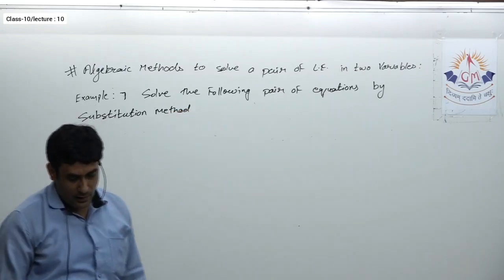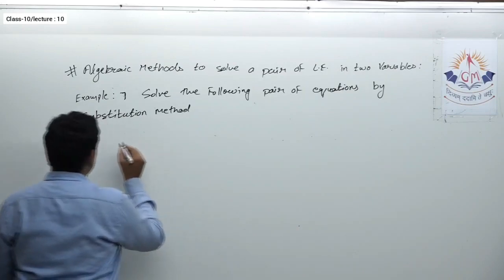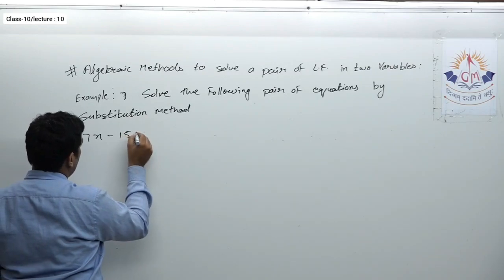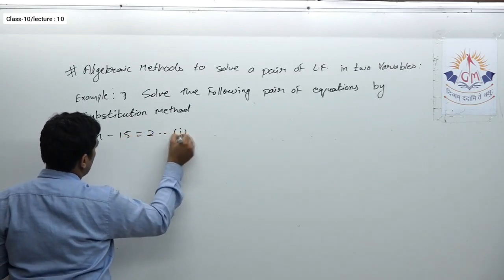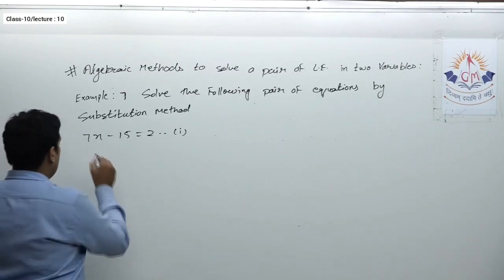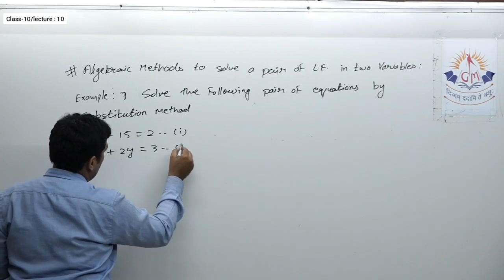Okay, and the equations are 7x minus 15y equal to 2. Let it be equation number 1. And x plus 2y equal to 3. Let it be equation number 2.